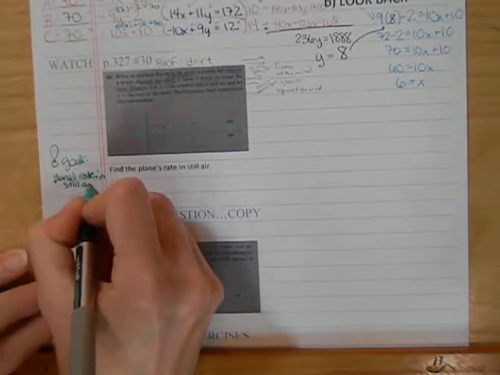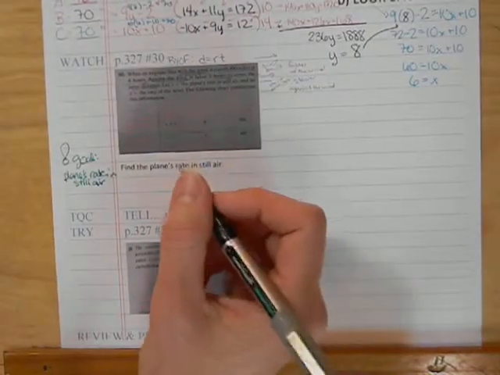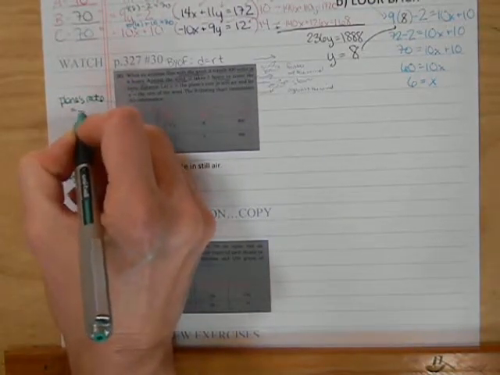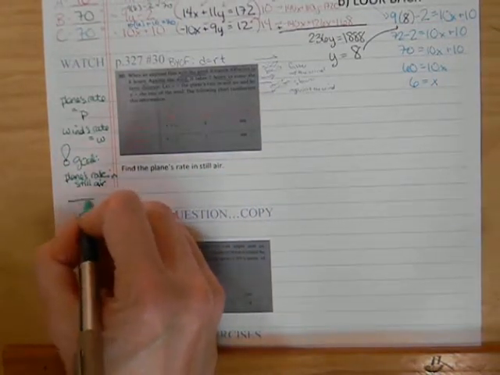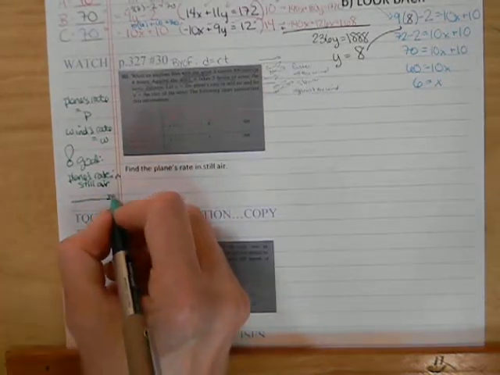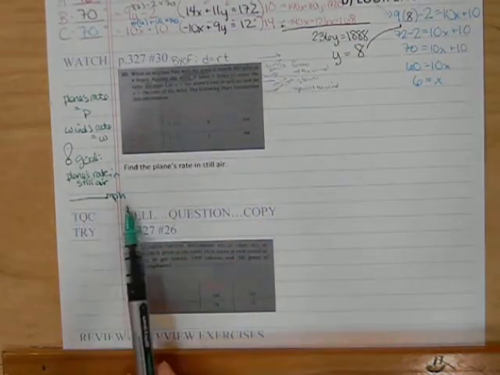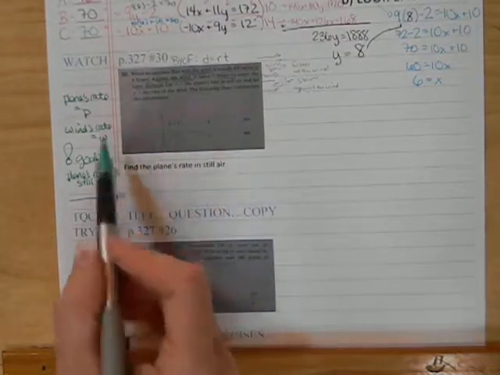Now the book uses x and y, but I like to pick letters that make sense to me. So I'm going to let the plane's rate in still air be equal to p, and I'm going to let the wind's rate equal w. We want to find the plane's rate in still air, so that's going to be a certain number of miles per hour. We're talking about hours in terms of time, miles in terms of distance, so your rate is going to be miles per hour here. So that's our goal, and I'm going to set it up so that p represents the plane and w represents the wind, and we don't stop till we find out what p equals.